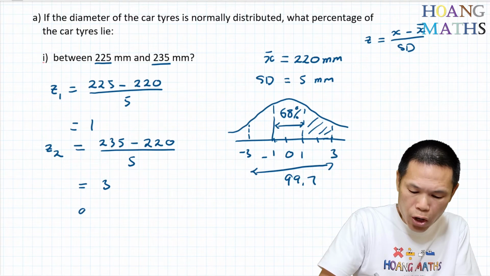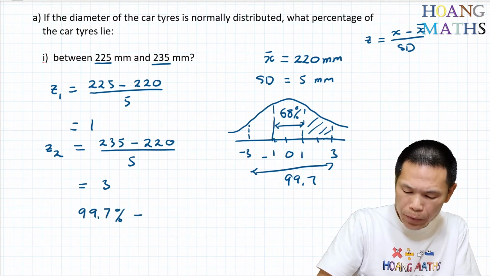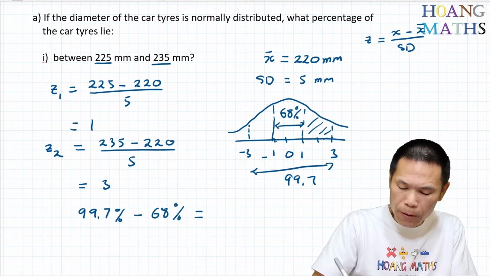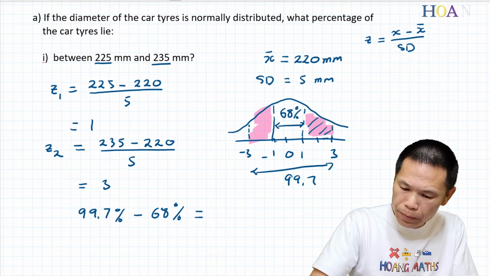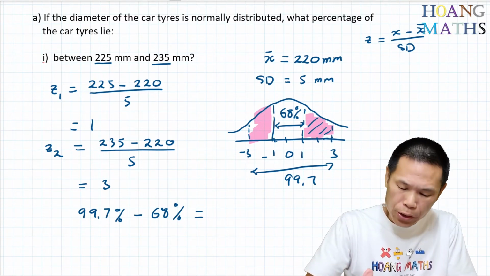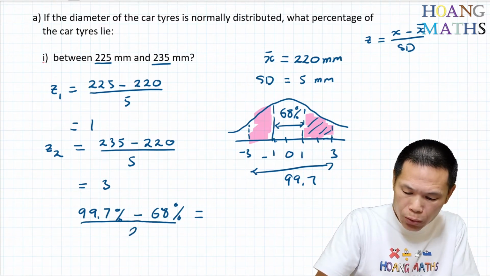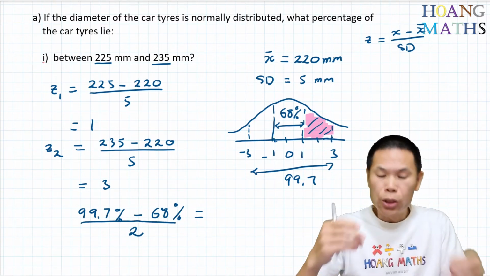So we just go 99.7%. We minus 68%. So that will give me this area here. But then we only need to find one area. So we can just simply divide this by 2. So that will give me just that.